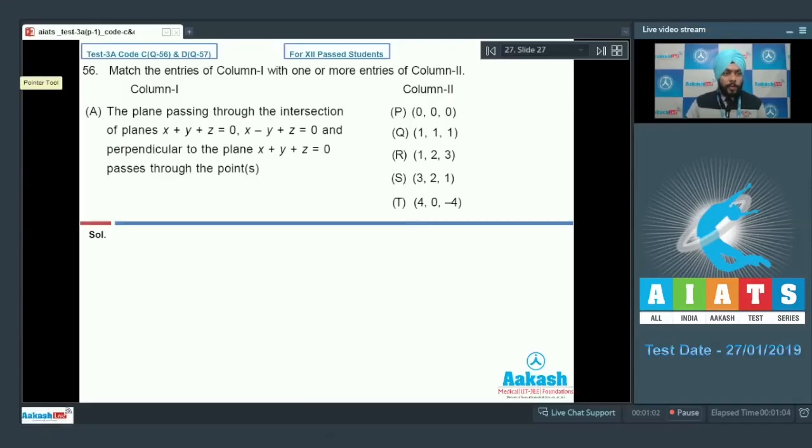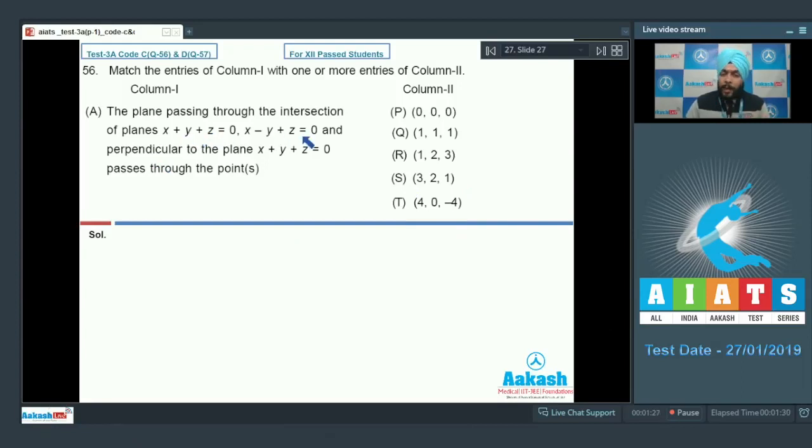So the first match the column, it simply says that match the entries of column 1 with one or more entries of column 2. A part says that the plane passing through the intersection of planes P1, x plus y plus z equal to 0, and let us say P2, x minus y plus z equal to 0, and perpendicular to the plane x plus y plus z equal to 0 passes through the points, and we have 5 options correspondingly. Students, we know the family of planes is P1 plus lambda P2.